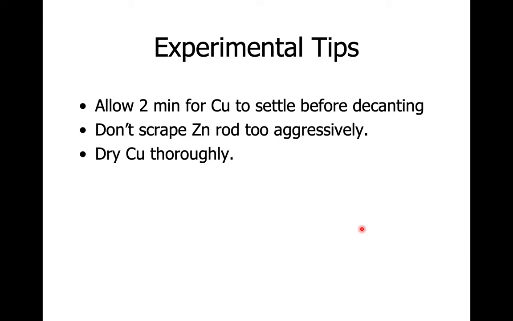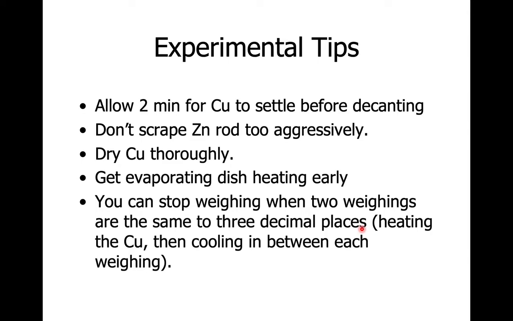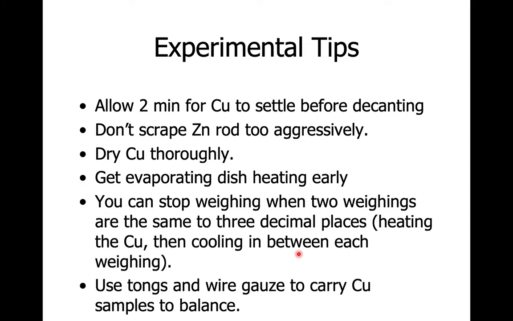You want to dry your copper thoroughly. Get the evaporating dish heating early. You can stop weighing when 2 weighings are the same to 3 decimal places. You'll heat the copper, take it out, let it cool, weigh it, heat the copper again, take it out, let it cool until the weight agrees to 3 decimal places. You'll want to use tongs and wire gauze to carry the copper samples to the balance.